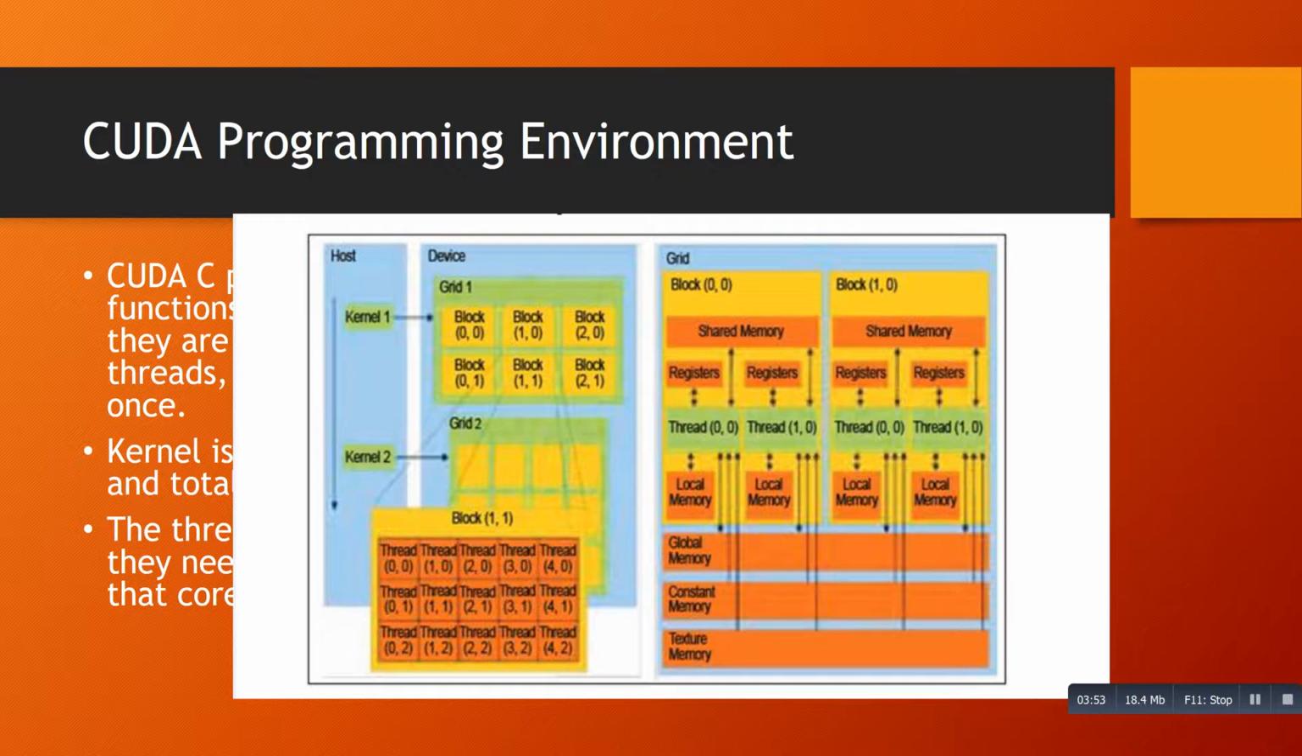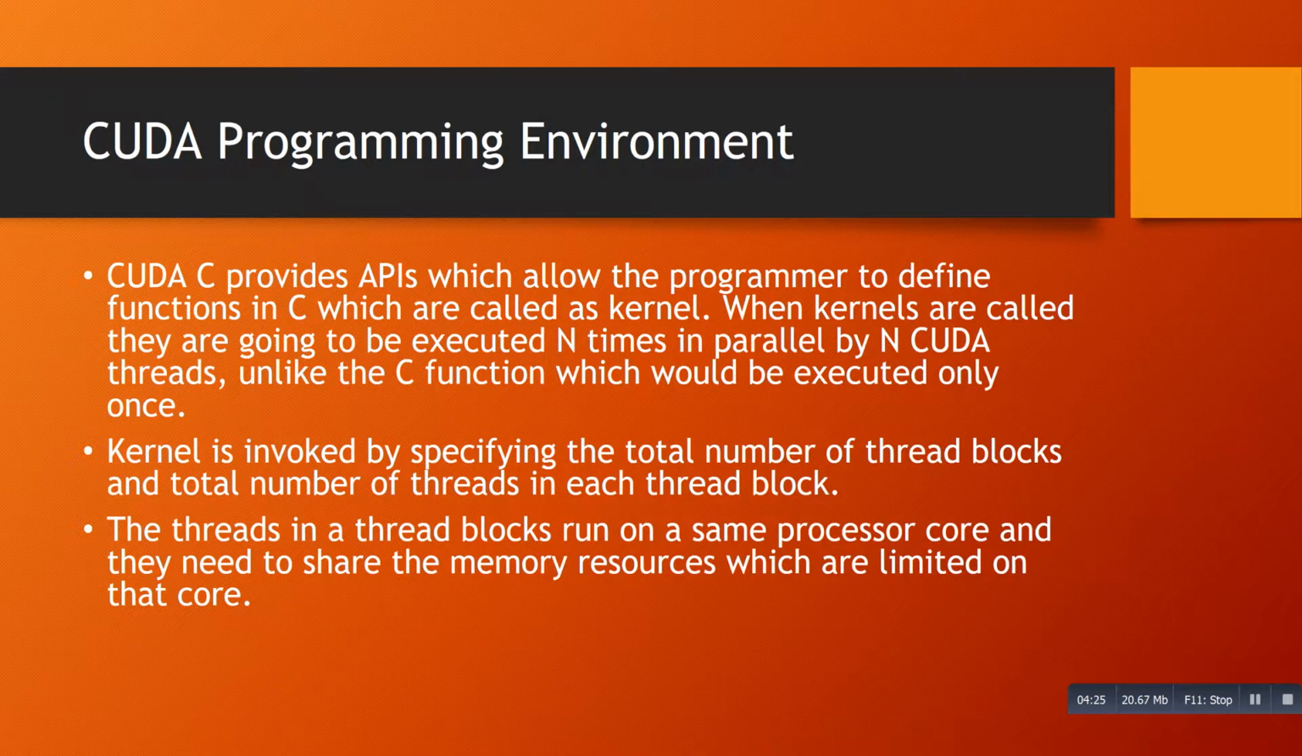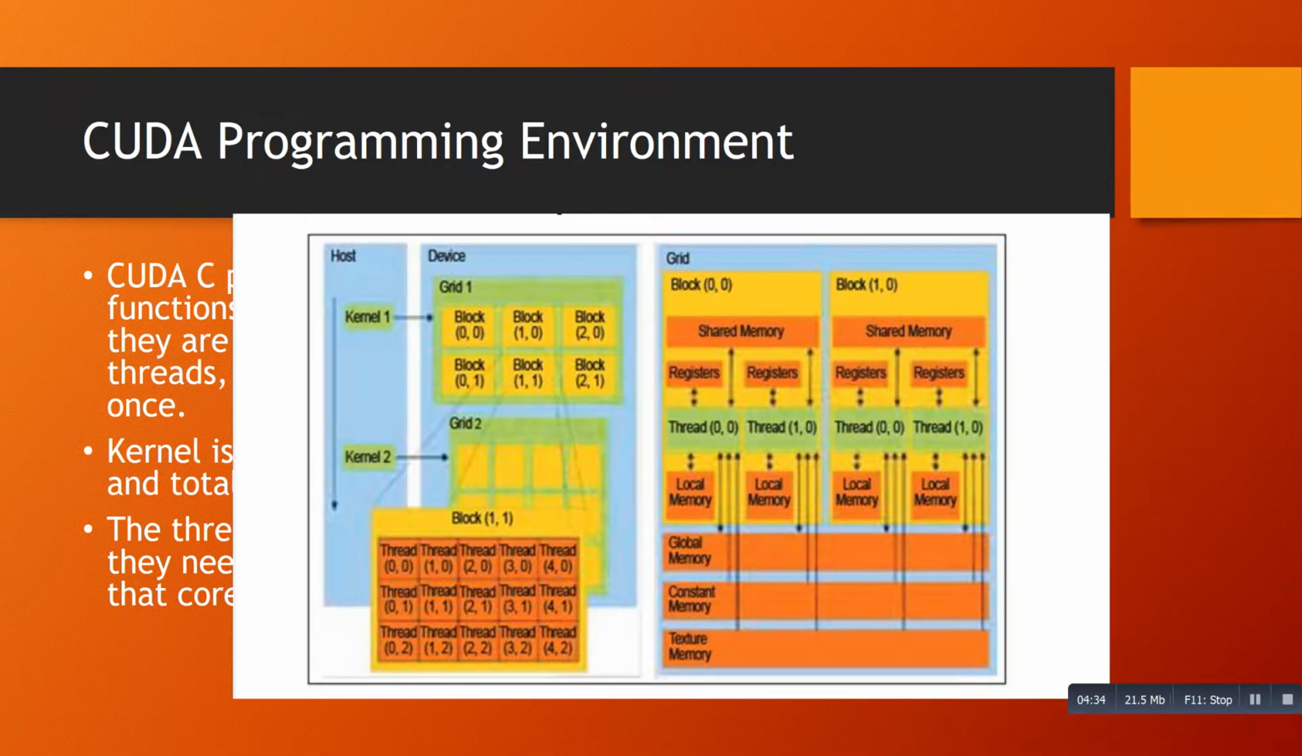Also, let's talk about the memories that are available on the GPU. The different types are shared memory, which is an on-chip memory. It's very fast. It takes about one or two cycles to access the data from the shared memory. The other types of memory are global memory, constant memory, and texture memory. These are off chip, and it takes about 200 to 300 cycles to access data from these memories. So we should try to use the shared memory as much as possible. The threads in a thread block run on the same processor core and they need to share the memory resources, which are limited on that core.